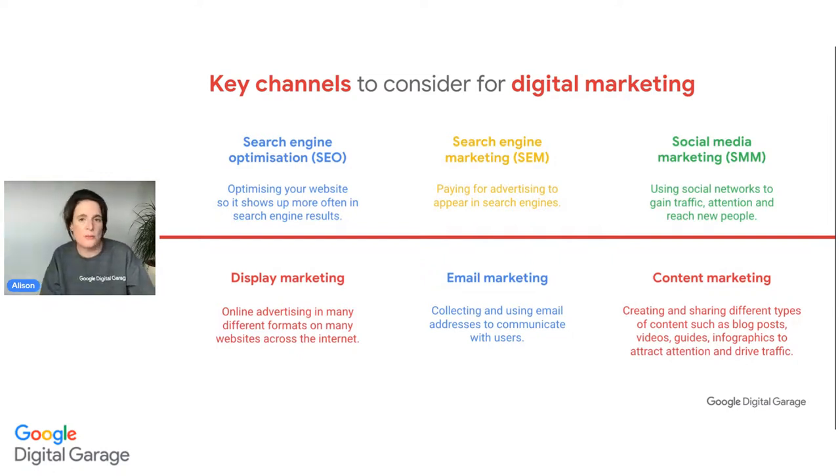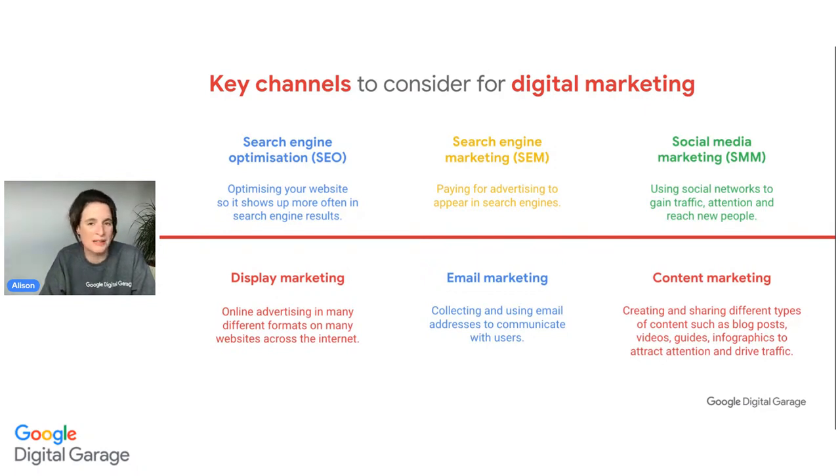This is the process of optimizing your website so that it shows up more often in search engine results, as opposed to search engine marketing, which is paid search. So this is paying for advertising so that your listing appears in search engines. Social media marketing, using social media networks to gain traffic and attention. We're going to cover display marketing, which is the type of online advertising you can use. Email marketing, collecting and using email addresses to communicate with your audience.